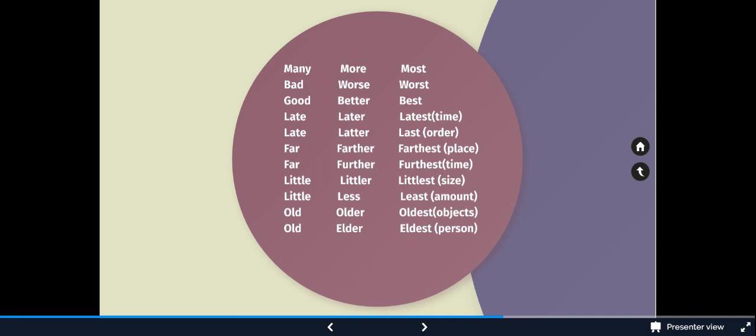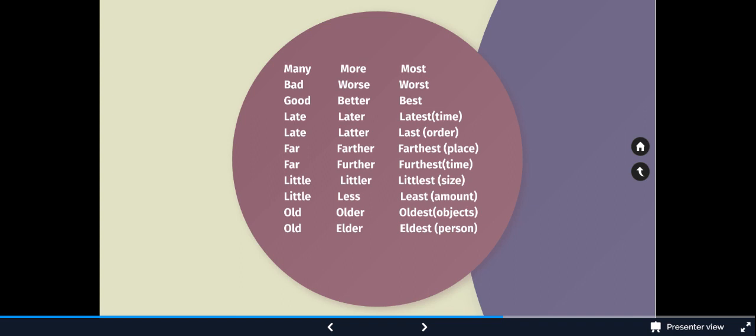Late, later, latest, only when we are talking about time. But when we are talking about the order of people or things, we have to use these words. Late in positive degree, latter in comparative degree, last in superlative degree. If you have two or three things mentioned, and you have to talk about the second thing, then you say latter.